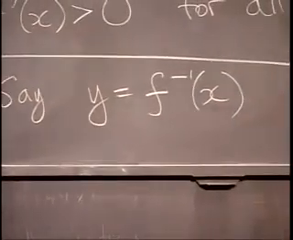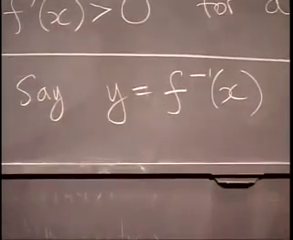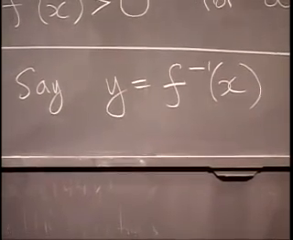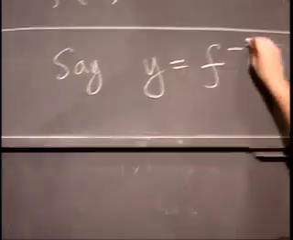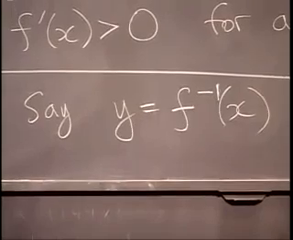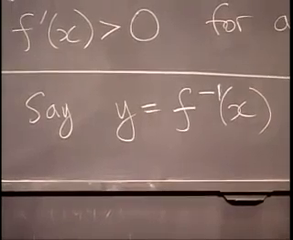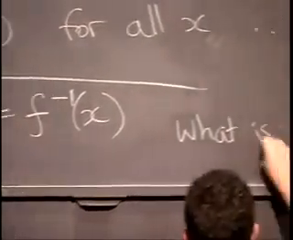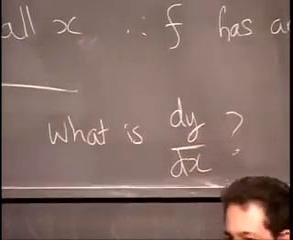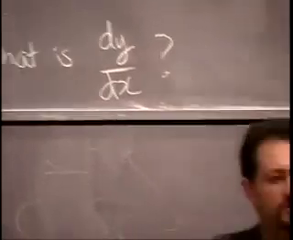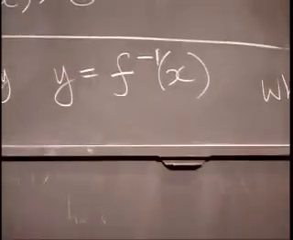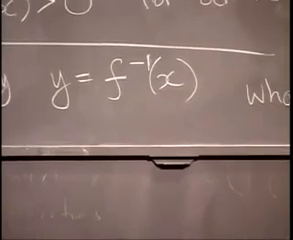y is f inverse of x. So you started off with some function f. It has an inverse. The inverse function is f inverse, f minus 1. This is not the reciprocal, remember. That is the inverse function. So you say y equals f inverse x. What is dy dx? That is, what is the derivative of the inverse function? Obviously it's going to involve the derivative of f in it, but we somehow want to find the derivative of f inverse in terms of the derivative of f.